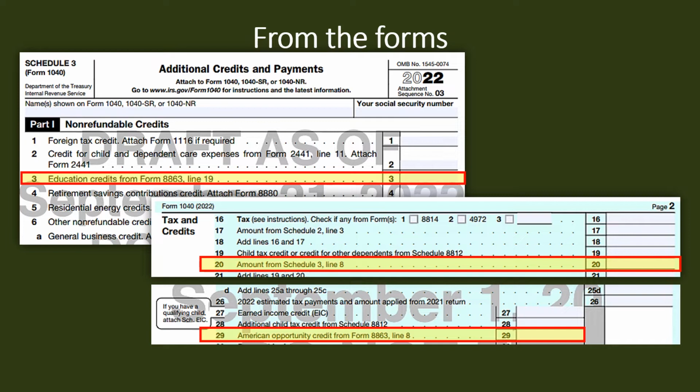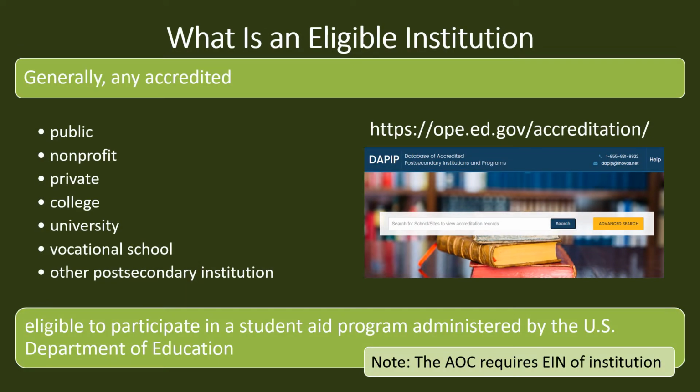You'll see there we have page 2, and line 20 is the amount that carries from the Schedule 3. That's the non-refundable portion of the education credits. And then later down on page 2 of the 1040, we have line 29, which is just that refundable portion of the American Opportunity Credit.